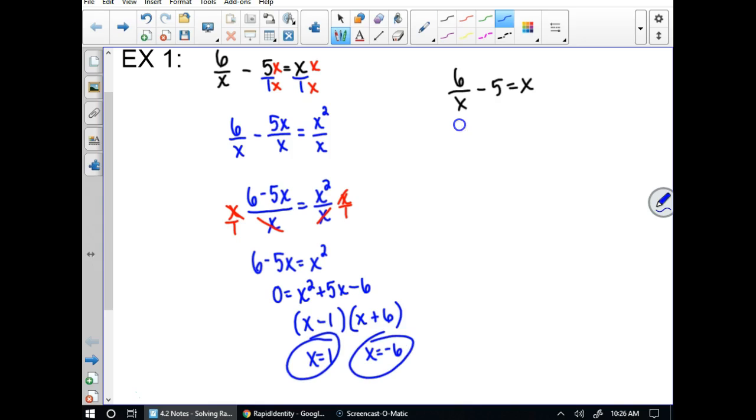What's the only number that you could not have for this problem? What's the only number that you'd have to throw out? 0. If you had the answer of 0, you would need to mark that out because that would give you a 0 in the denominator. So when you finish these problems, you do need to check them, but you just have to check to make sure it does not give you a 0 in the denominator. Although you can check them completely to make sure you got the right numbers also.